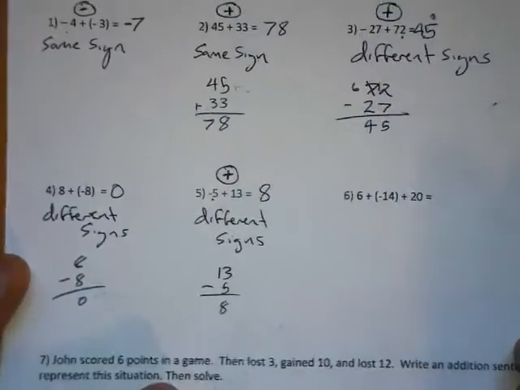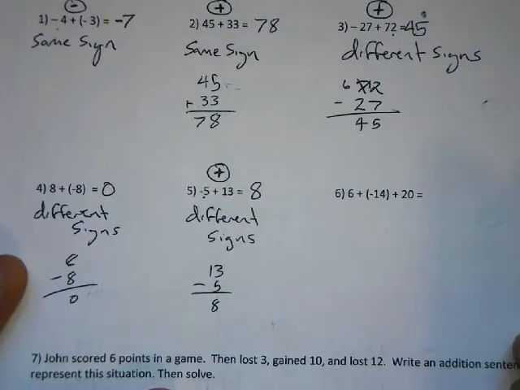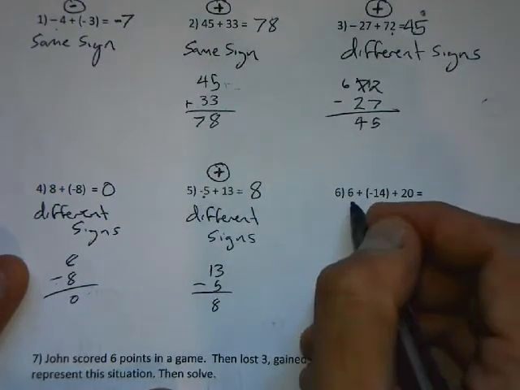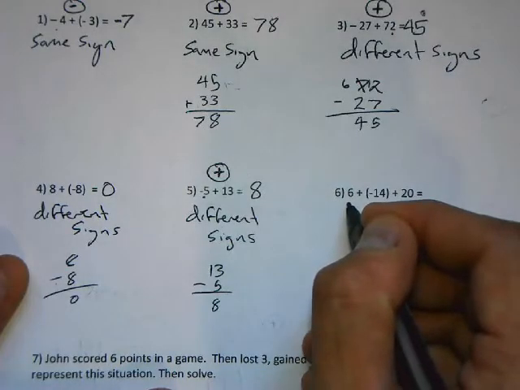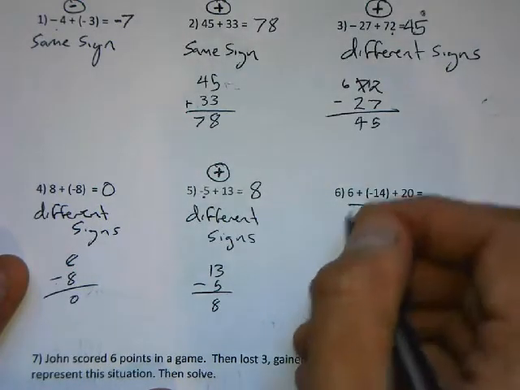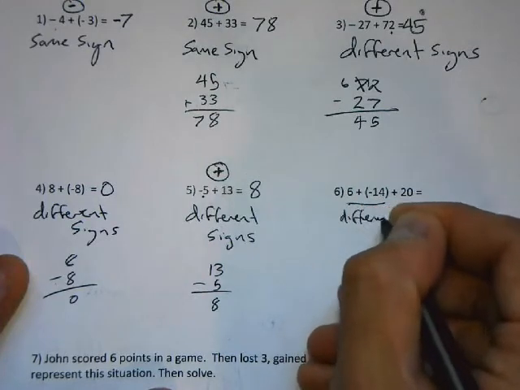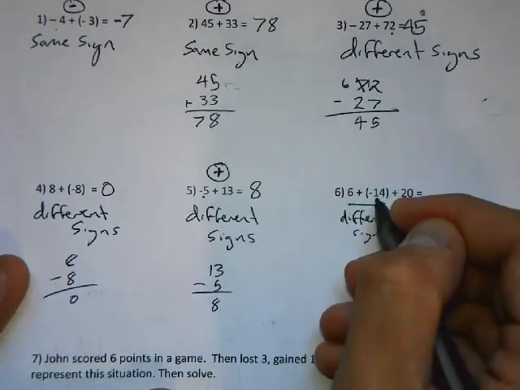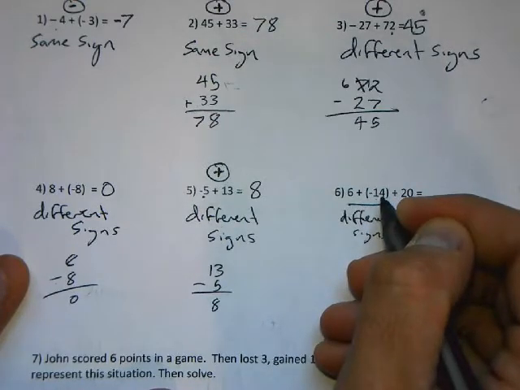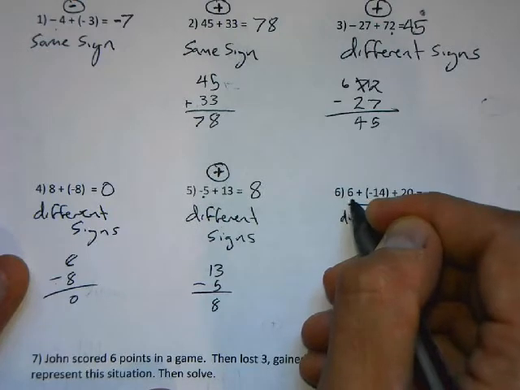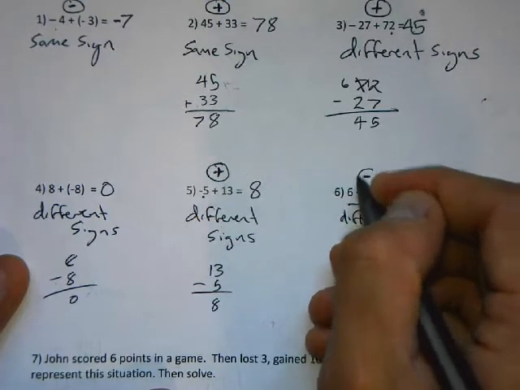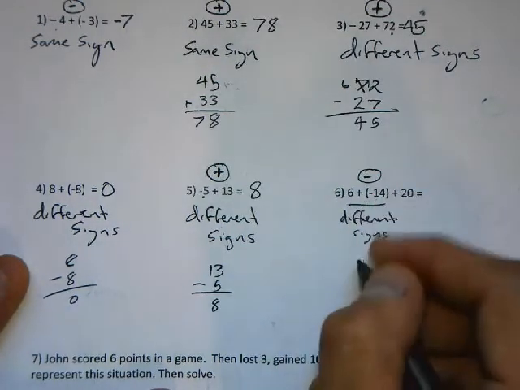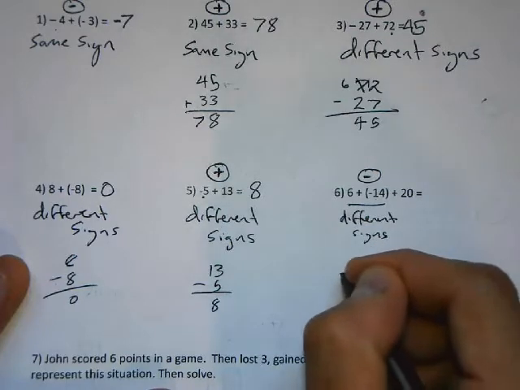Okay, let's do one more. 6 plus -14 plus 20. Okay, 3 different addends, but I do the same thing. Let's start with the first one from left to right. So 6 plus -14 here. I notice that they have different signs. So that means I'm going to find the difference. And -14 has an absolute value of 14, and 6 has an absolute value of 6. So that means here it's going to be a negative, because that is more negative than that is positive. 14 minus 6 is 8, which means I've got -8.